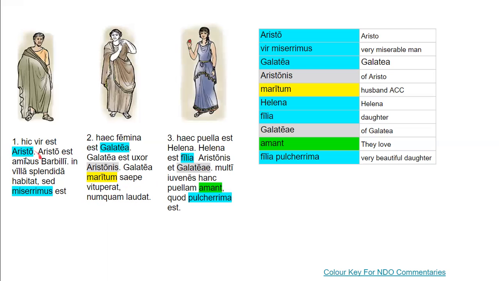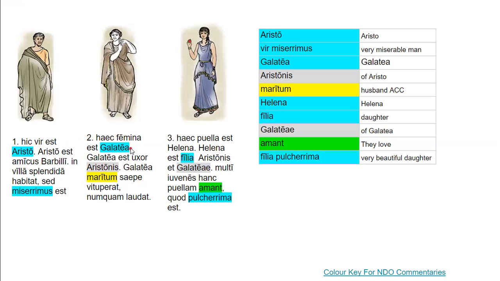Just a little bit of background. Aristo is a Greek name. It means best. That's very common. Common Greek names often will have a form of Aristo in there because they're best at something. So the Greeks like to name themselves like that.